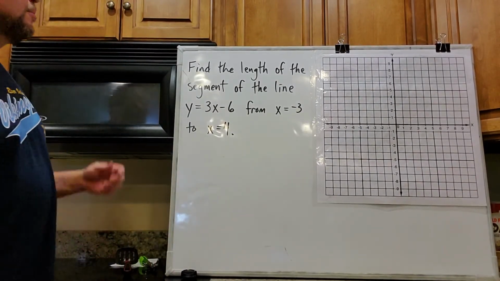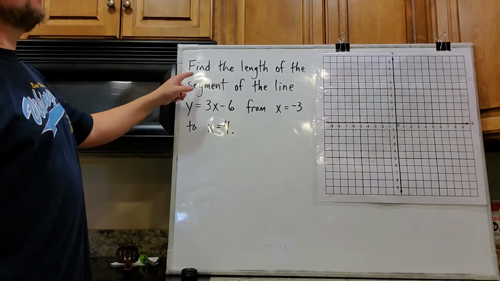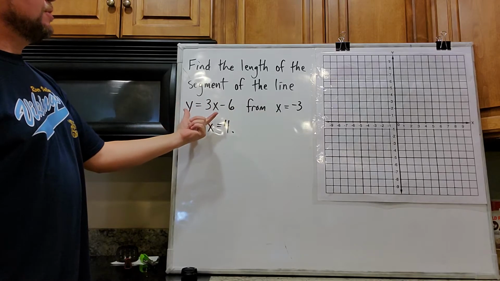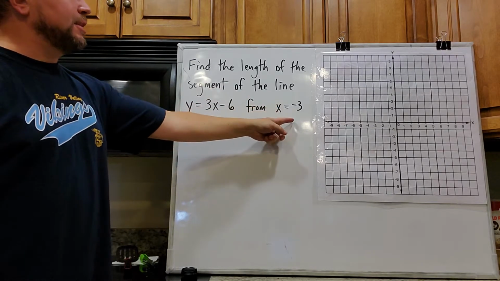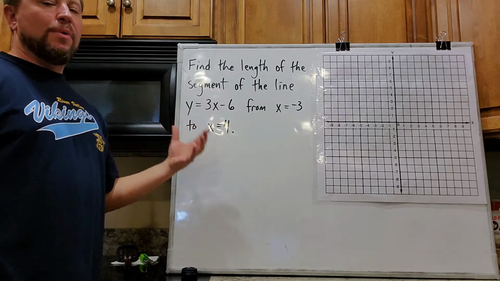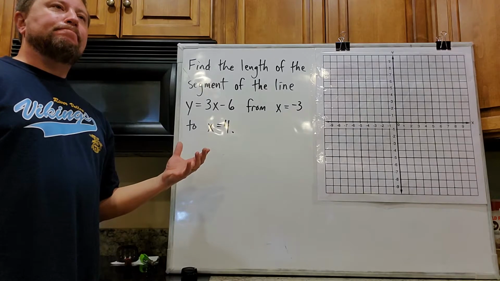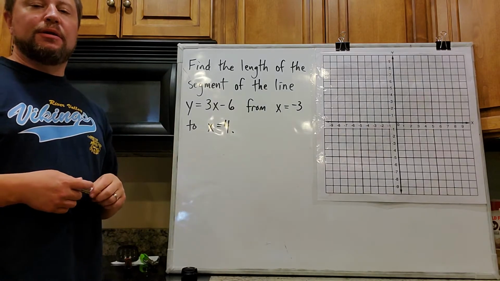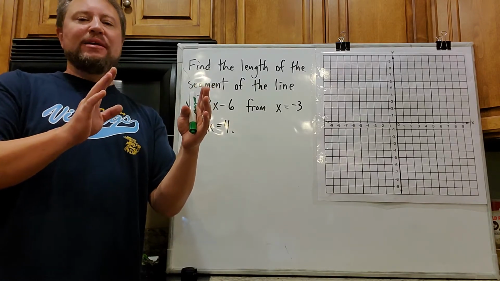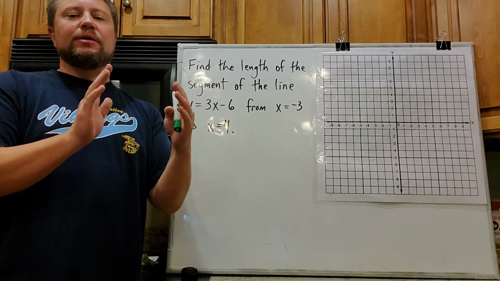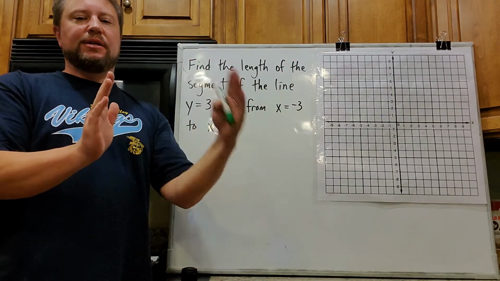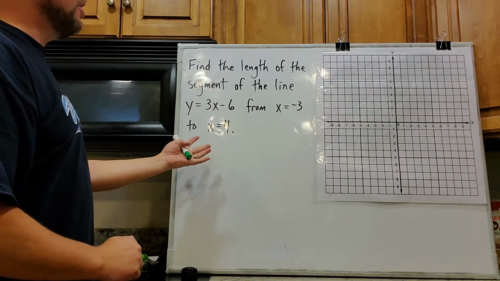All right, our next type of problem here is asking us to find the length of a segment of a line y equals 3x minus 6 from x is negative 3 till x is 4. If you remember correctly, we did a previous problem in a previous lesson where we made a quadrilateral and it had domain restrictions on it, where instead of doing a full line, we had cut it down to from this x to this x. Okay, and that's what's going on here.